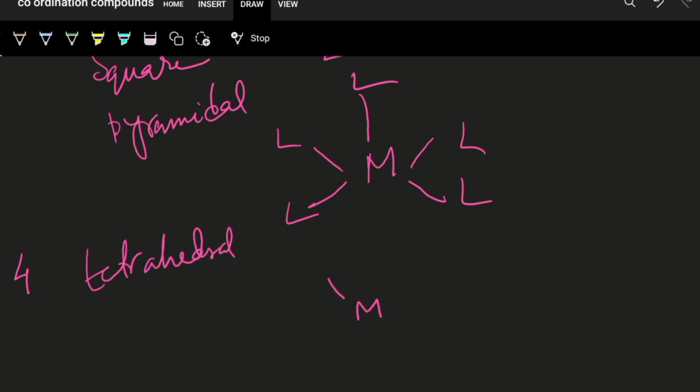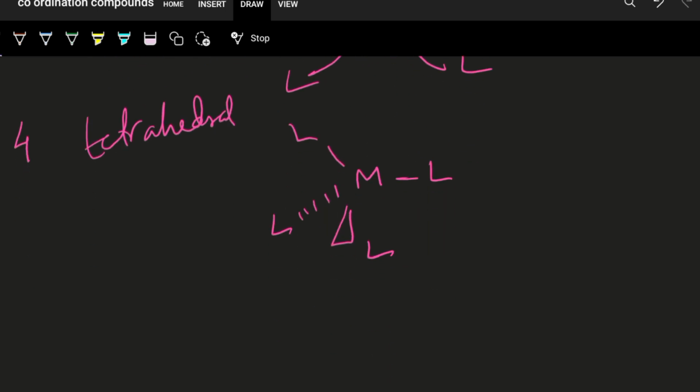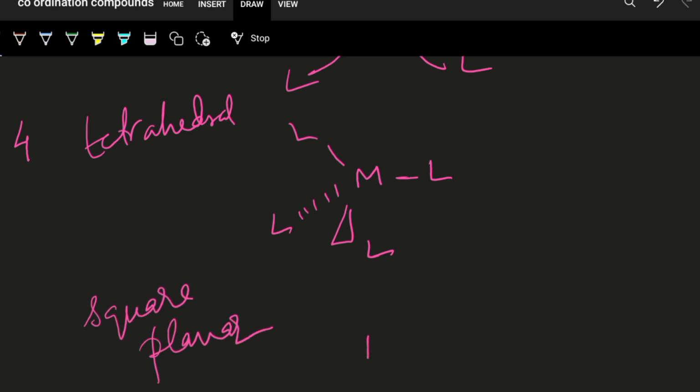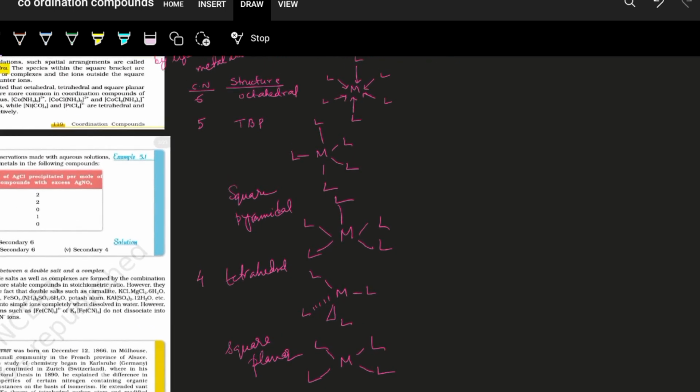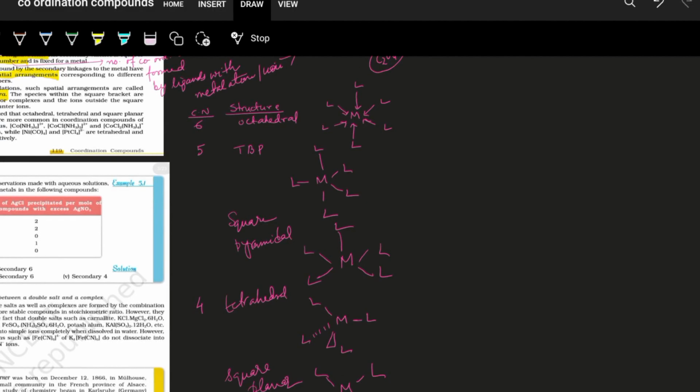Always remember the tetrahedral form to write it in a proper spatial arrangement. This is the tetrahedral form. Other than tetrahedral form, it can be square planar as well. So this is your square planar form. For all the coordination polyhedra, we are seeing coordination numbers 6, 5 and 4.